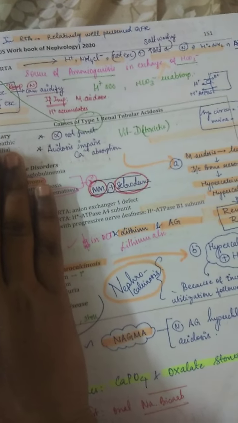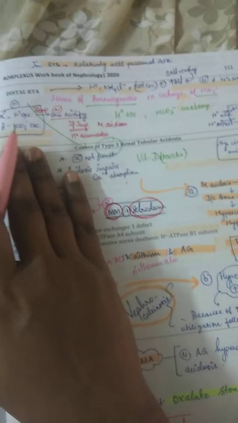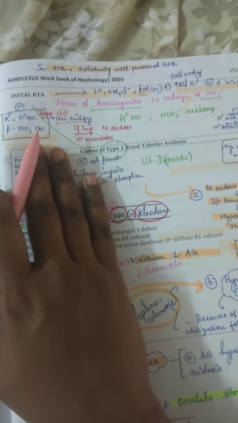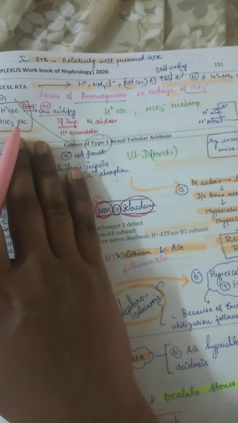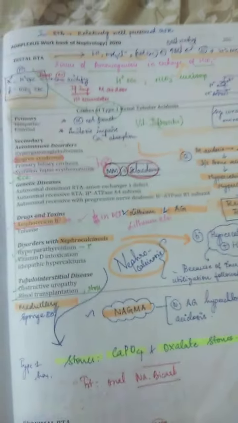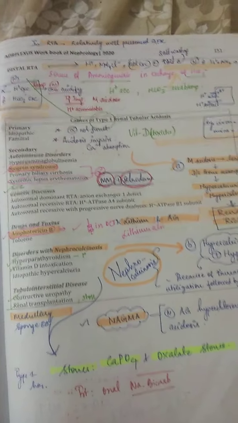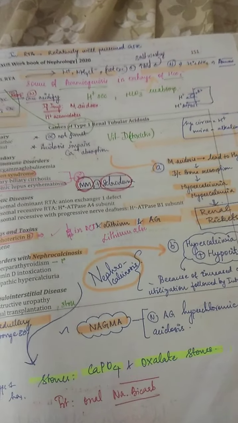Now, it's more of a metabolic acidosis, and it's a defect in the alpha intercalated cells of the DCT. That's why it's called a distal RTA. Now, what are the causes? The patient may have stones. Before that, how does he get stones?